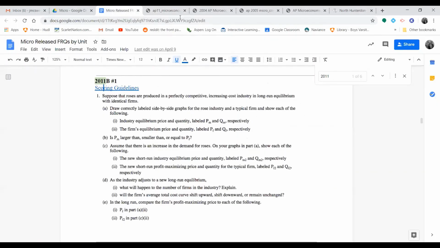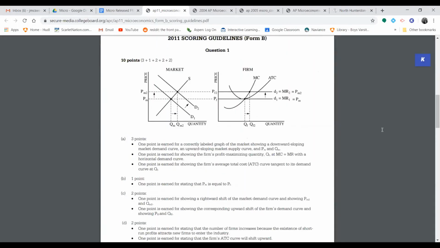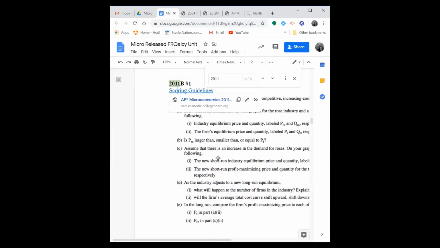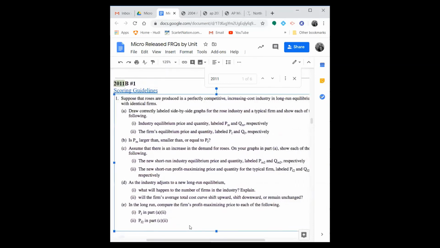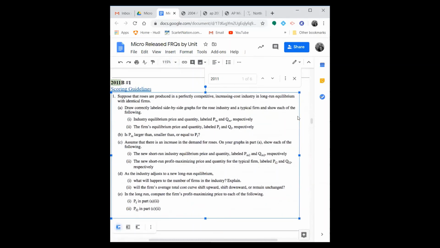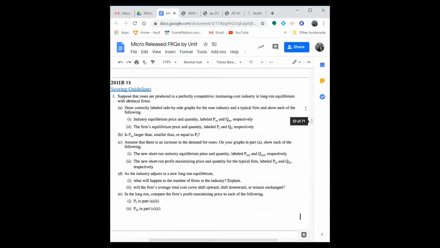So suppose that roses are produced in a perfectly competitive, increasing cost industry in long run equilibrium. Remember, anytime we see that it's in long run equilibrium for perfectly competitive firms, we're going to assume it's a normal profit, because we know that that's what firms end up in in the long run.